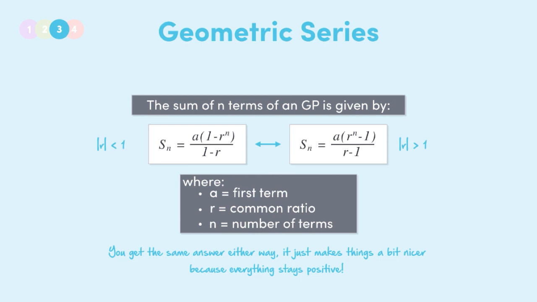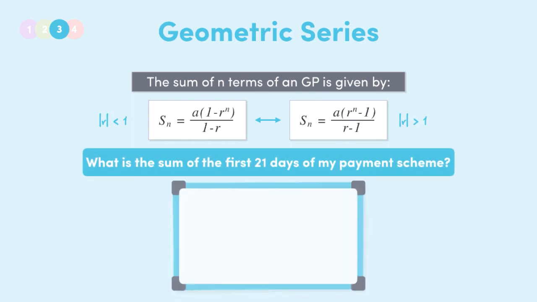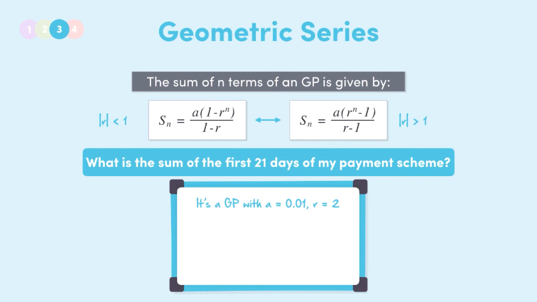So going back to my payment strategy from before, if I got paid 1 cent on the first day and doubled my pay every day, how much would I have earned in total after 21 days? Well, that's 1 cent plus 2 cents plus 4 cents and so on, which is a GP. Our common ratio R is 2, which is greater than 1, so we'll use this formula. The sum of 21 terms is equal to 0.01 outside of 2 to the power of 21 minus 1 all over 2 minus 1, which comes out as $20,971.51.